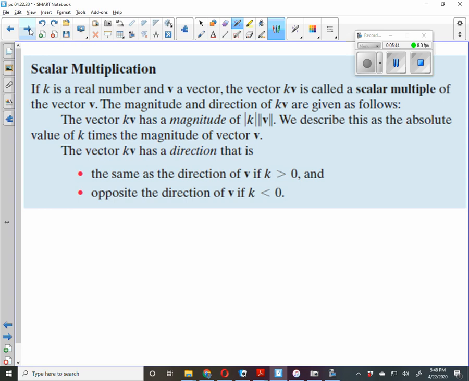Scalar multiplication means you have some number times some vector. It goes in the same direction as v when k is greater than 0. It's going to go the opposite direction if k is less than 0. In other words, 5 times v just makes this longer. Negative 5 times v makes it longer, but it changes the direction.